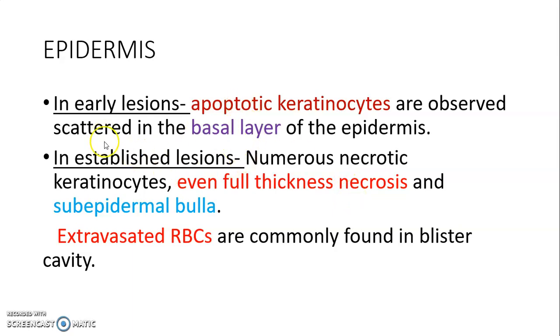So in late lesions, full thickness necrosis of the epidermis is noted with presence of a subepidermal bulla. This subepidermal bulla is filled with extravasated RBCs. So in the epidermis, apoptotic keratinocytes are important, or full thickness necrosis is noted along with a subepidermal bulla or blister filled with extravasated RBCs.